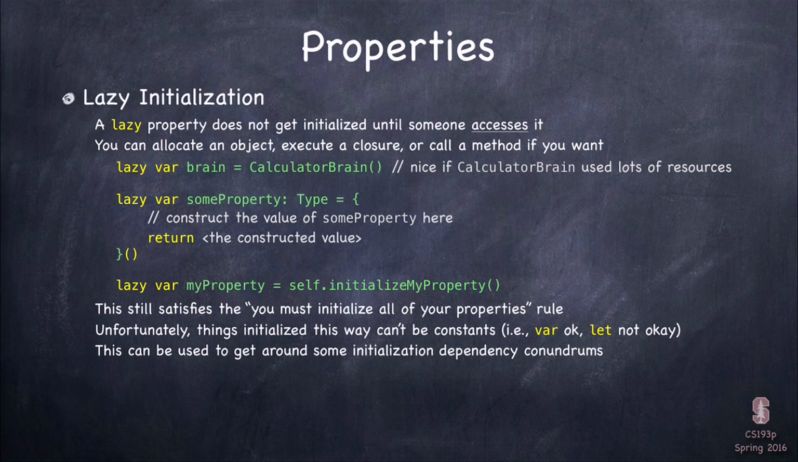You can also use laziness to get around some dependency issues. If you have one var that depends on another, and you can make one of them lazy, then that'll be fine, right? Because the lazy one will call the one that gets pre-initialized. All right. Let's talk about array.